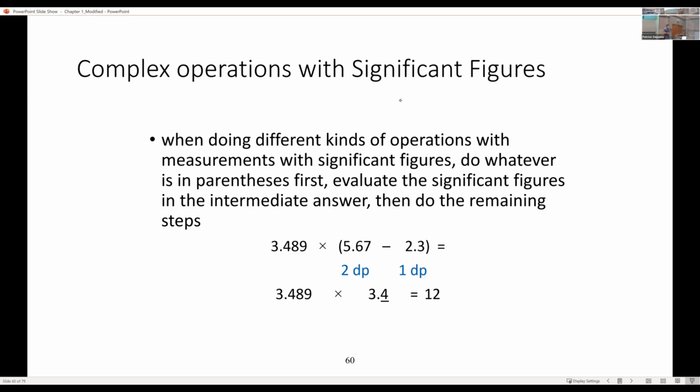So for the first one, in this PEMDAS, you have a 2 decimal place number minus a 1 decimal place number. So your answer is 1 decimal place, but then you're multiplying that number with a 4 sig fig number, but the number itself has 2 sig figs. The answer has to be in 2 sig figs. So yeah, it works like that.